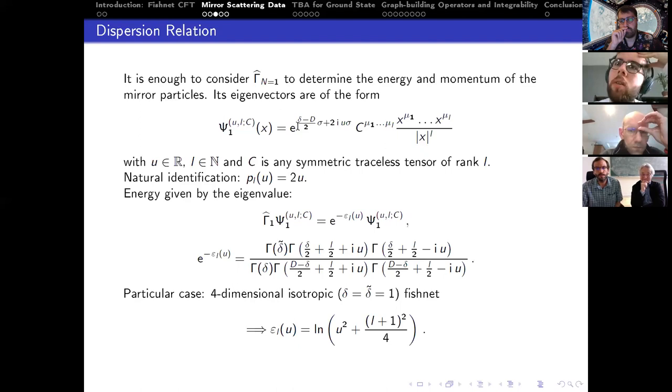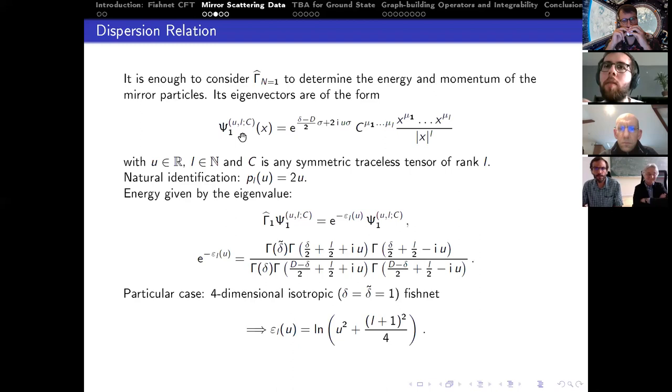So here, the real part of this exponent is fixed by the fact that you want the orthonormality with respect to the inner product I showed before. But the imaginary part can be any real number, u or 2u. So it's a parameter for these eigenvectors, the rapidity. And these eigenvectors also depend on an integer L, that we interpret as the type of the mirror particles. For each integer, we will have a different type of mirror particle.